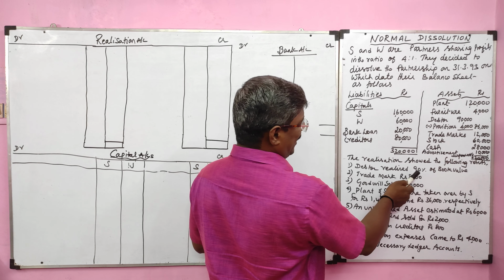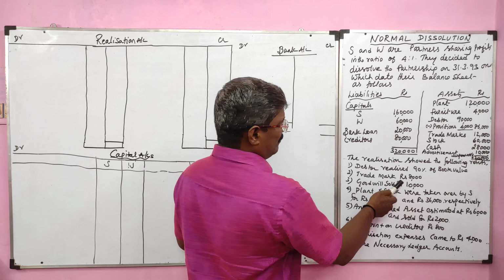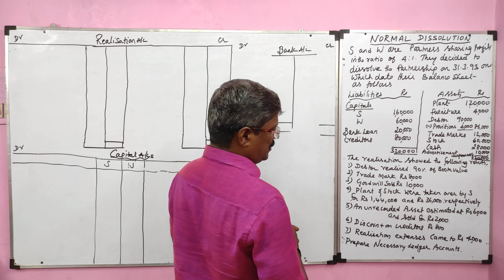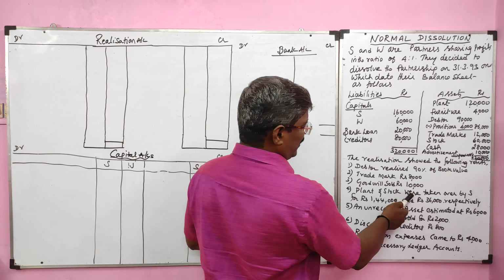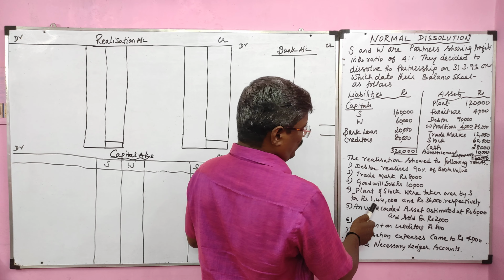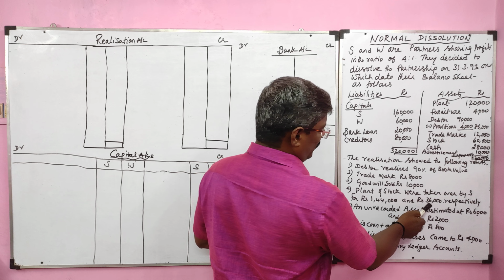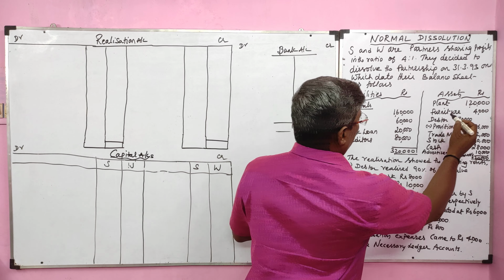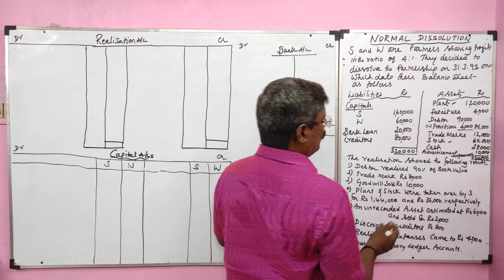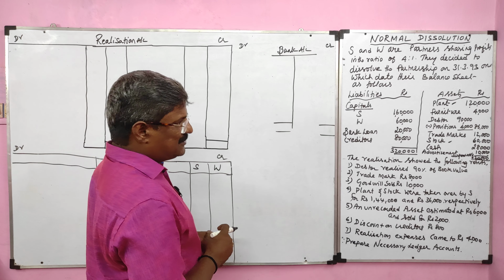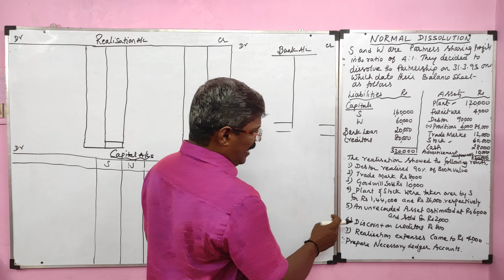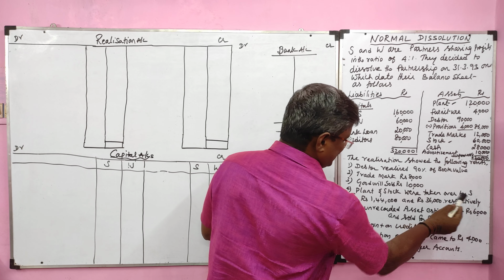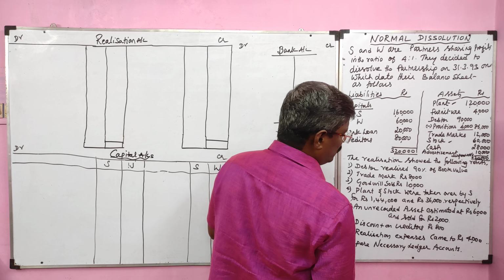Debtor realized at 90% of the book value, trademark realized at 8,000, goodwill sold for 10,000, plant and stock were taken out by S for rupees 1,44,000 and rupees 36,000 respectively. So plant and stock were taken out by Mr. S. Then unrecorded asset estimated at rupees 6,000 and sold for 2,000.